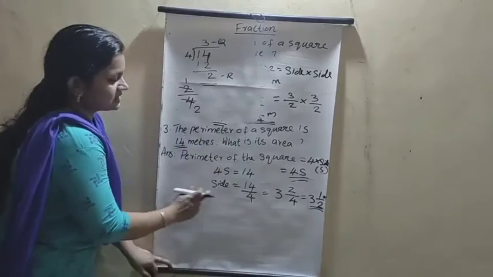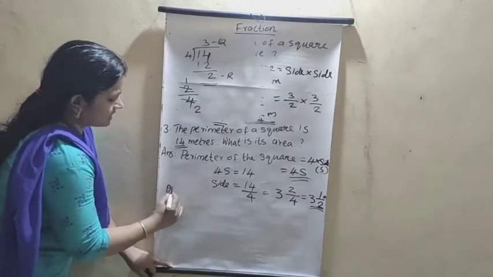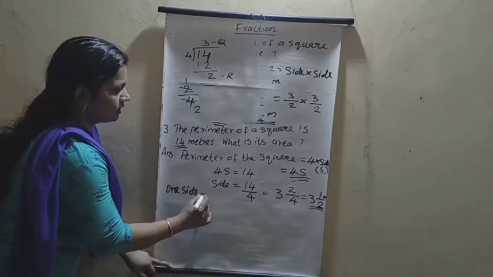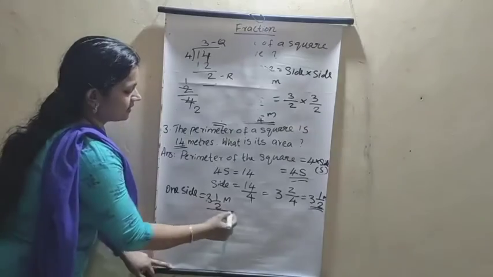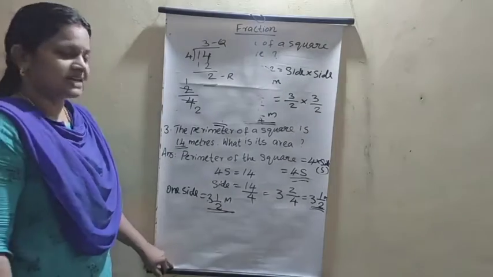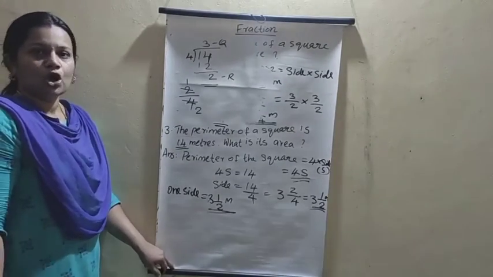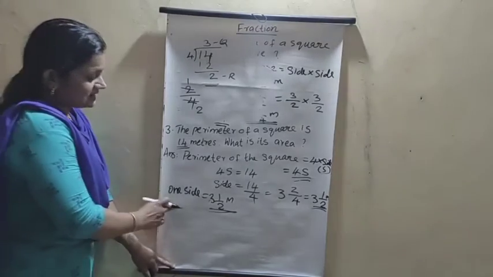This is one side. One side is equal to 3 1 by 2 meter. Okay. So one side is found.